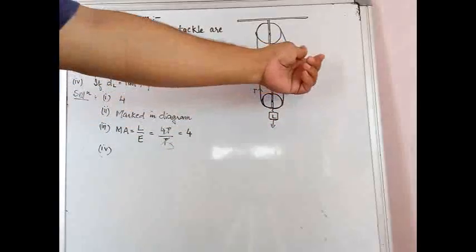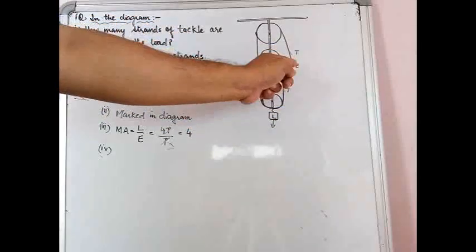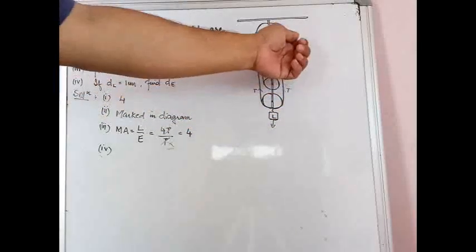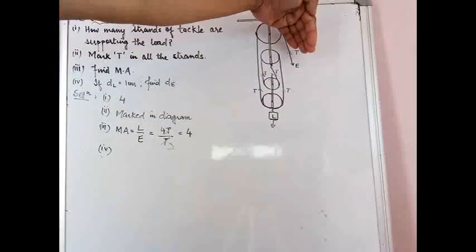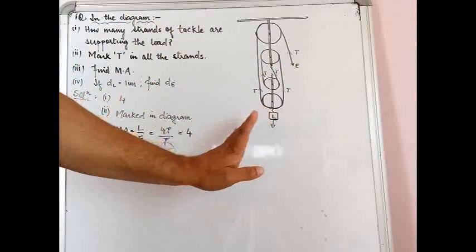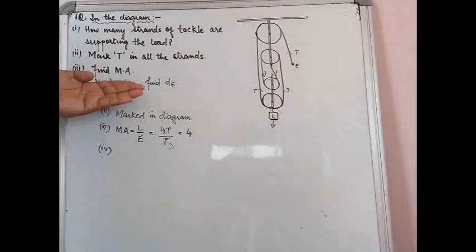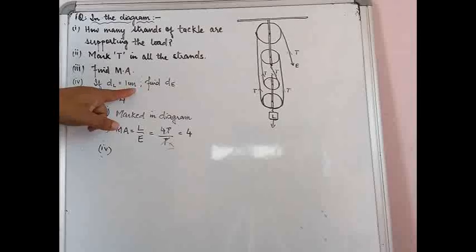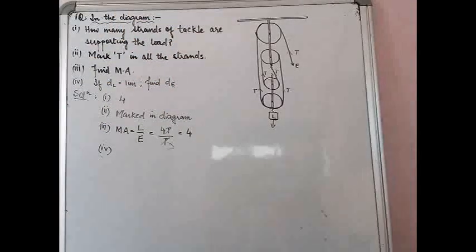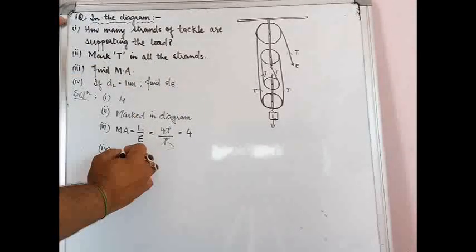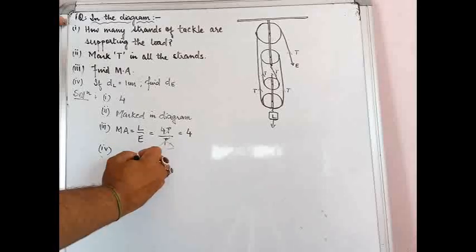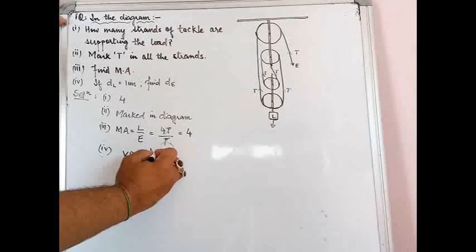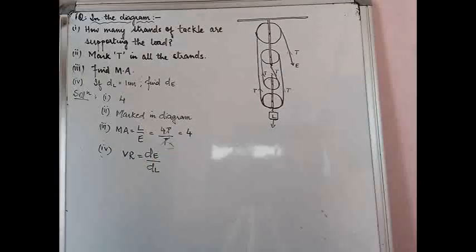As you can see, when the person pulls from here, he is going to apply the effort in the downward direction. So the movement of the effort will be downwards, whereas the load will be lifted upwards. What this line means is: if the load moves up by 1 centimeter, by how much will be the movement on the effort side? Basically, what they are asking for is the velocity ratio value, because the velocity ratio formula, if you remember, is dE upon dL.